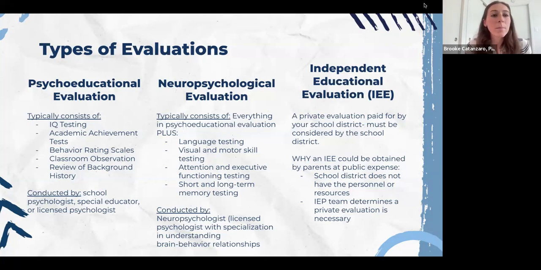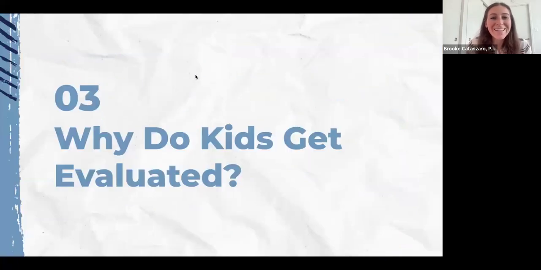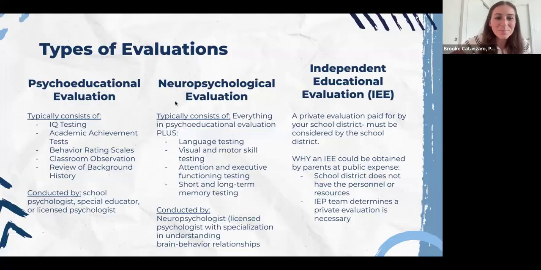So one of the most commonly heard of evaluations is a psychoeducational evaluation. This typically consists of IQ testing or academic testing, looking at things like reading, writing, and math. Some behavior scales, looking at maybe anxiety or attention, a classroom observation, and then some behavioral observations as well.